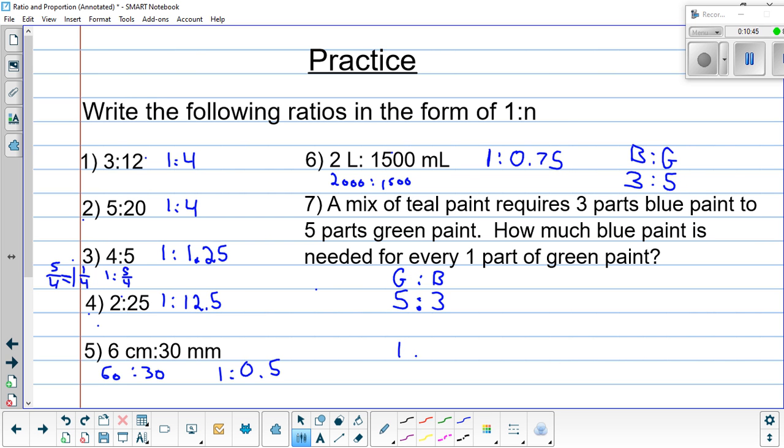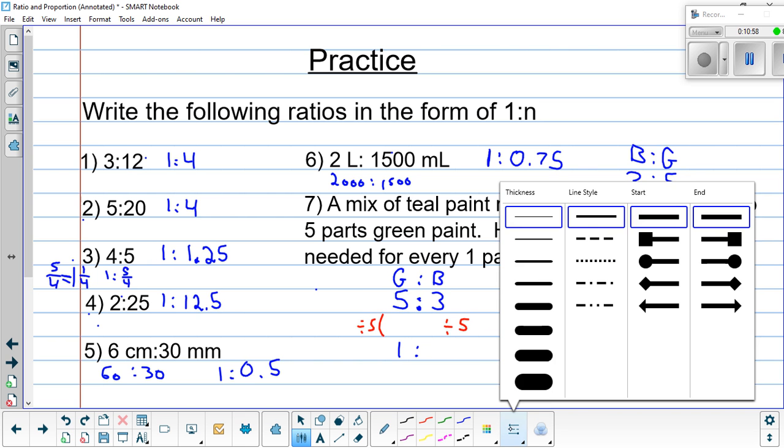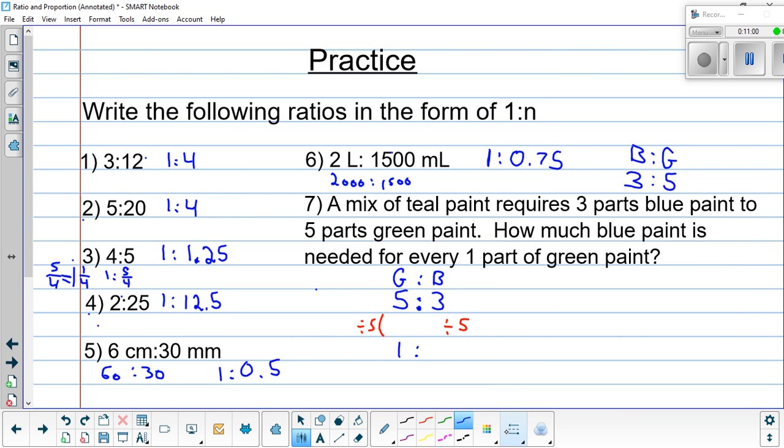So we want 1 green, so that means I'm going to show you a method that we're going to start using a little bit. So when you have something that's missing, so here I'm dividing by 5, here I'm dividing by 5, and this is how we'll find our missing value. So here, 3 divided by 5 is simply 0.6. Okay. 3 over 5 is the same as 6 over 10, so we can do it that way.